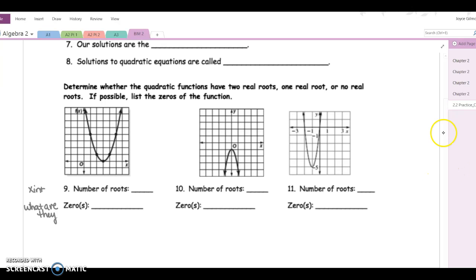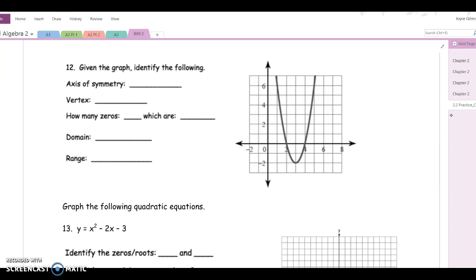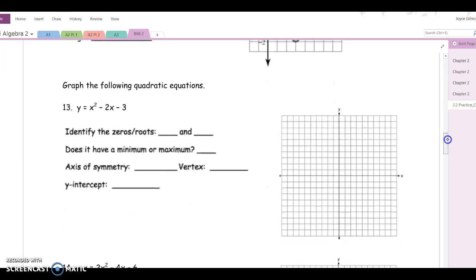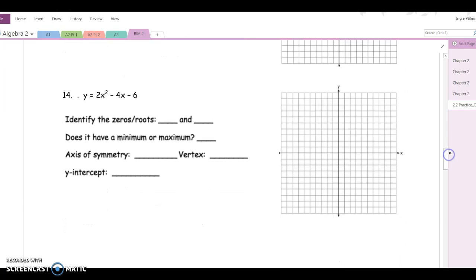Okay. On the next page, there's one graph that's graphed for you, and they're asking you to identify the axis of symmetry, the vertex. Again, how many zeros? They're asking how many x-intercepts there are, and then what are those x-intercepts? What are the x values of the x-intercepts? Then it asks you to graph 2 of them in standard form.